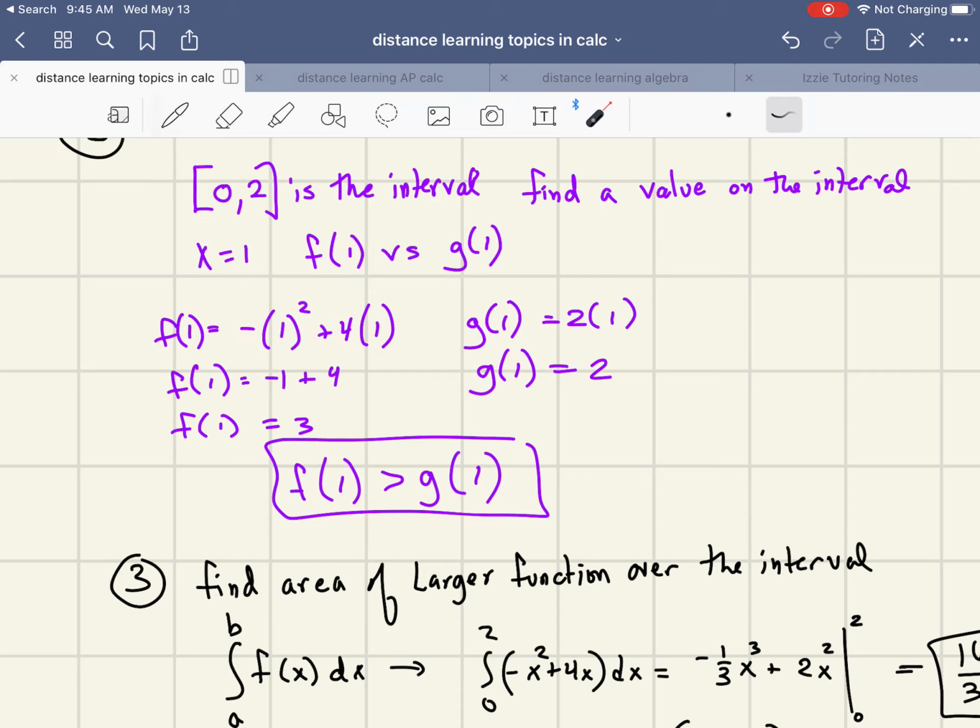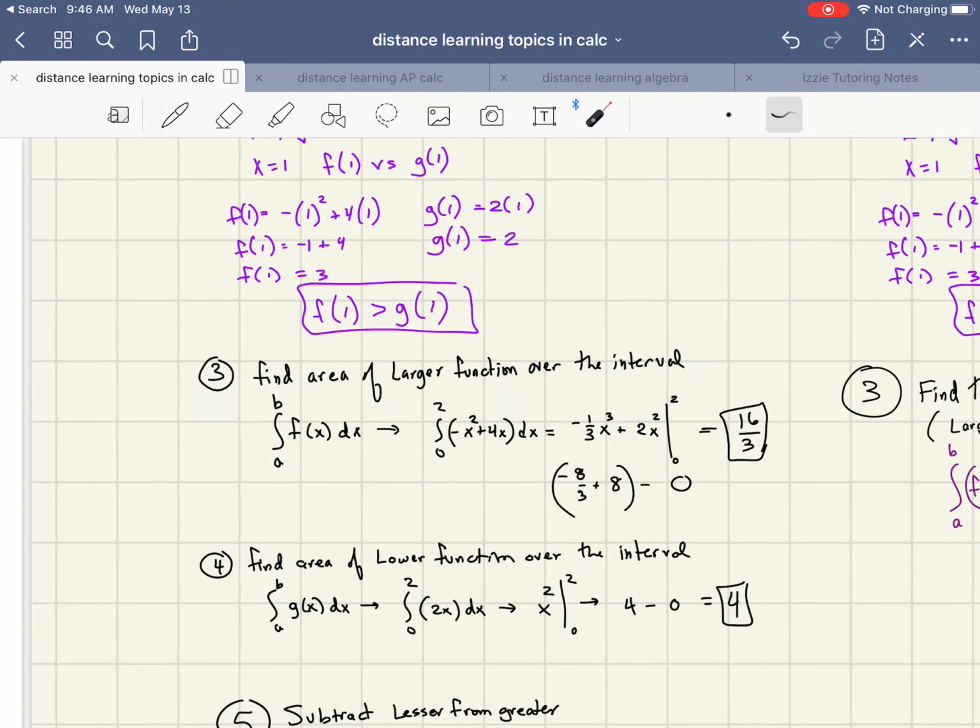Visually, we could see it on the graph, but sometimes you're not going to have a graph. You're not going to want to draw the graph because the graph is difficult. So, algebraically speaking, we know that the larger function over that interval is f. That is important.